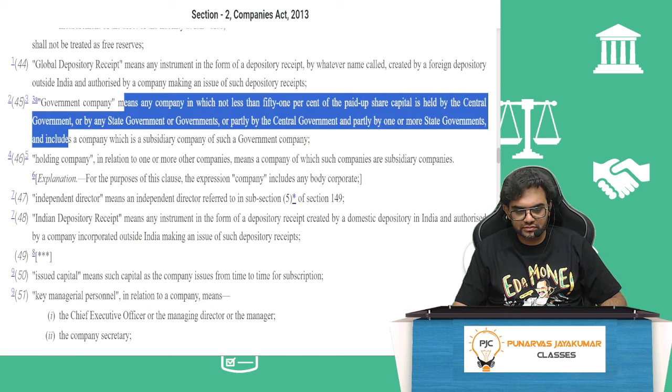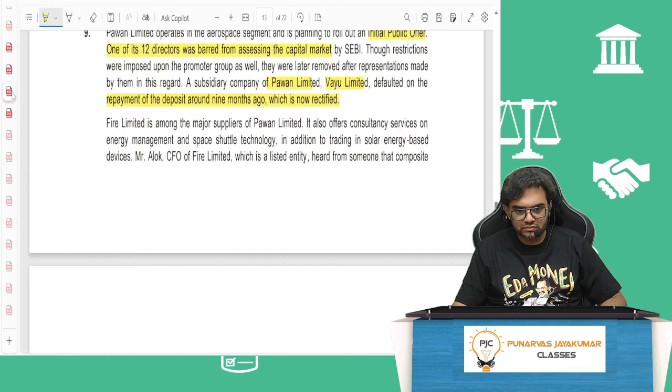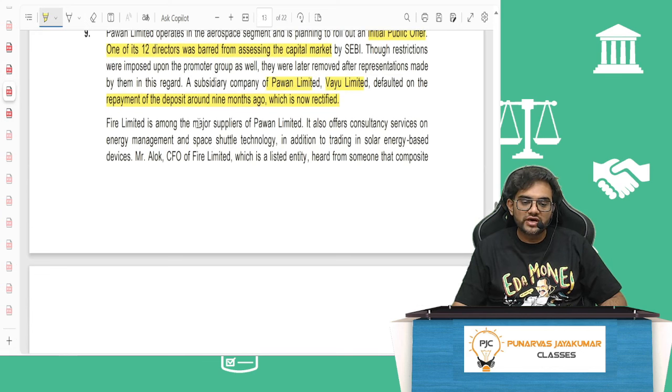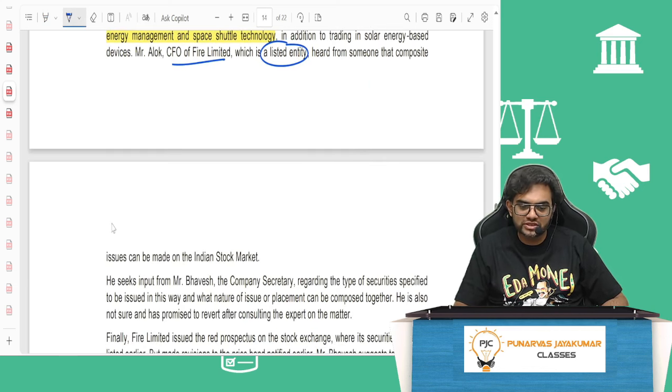So let's see. Fire Limited is among the major suppliers of Pawan Limited. It also offers consultancy services on energy management and space shuttle technology, in addition to trading in solar energy based devices. Mr. Alok, CFO of Fire Limited, which is a listed entity, heard from someone that composite issues can be made on the Indian stock market.